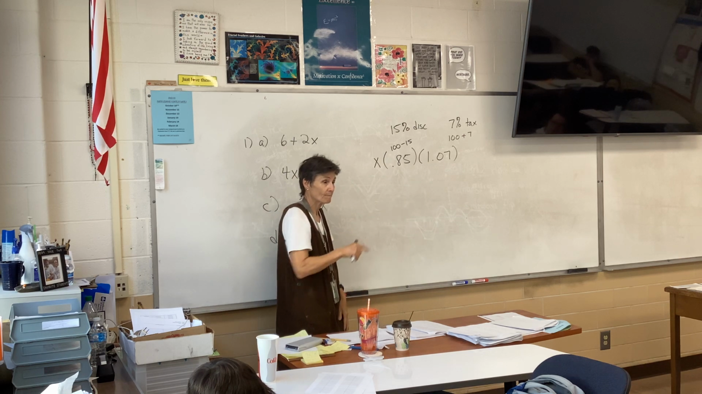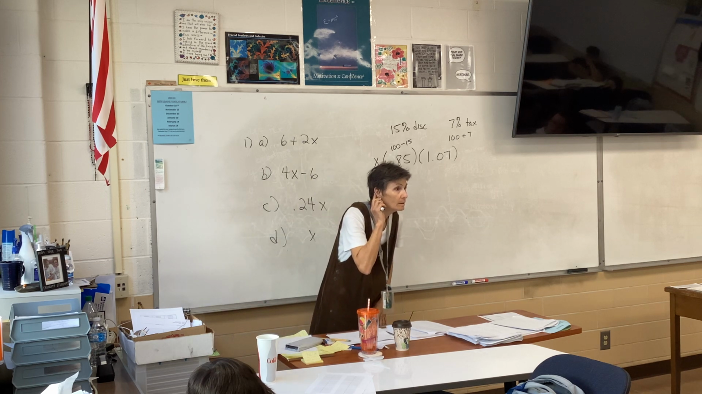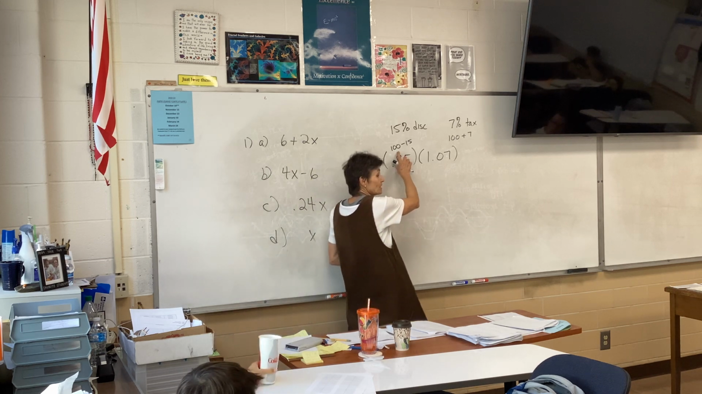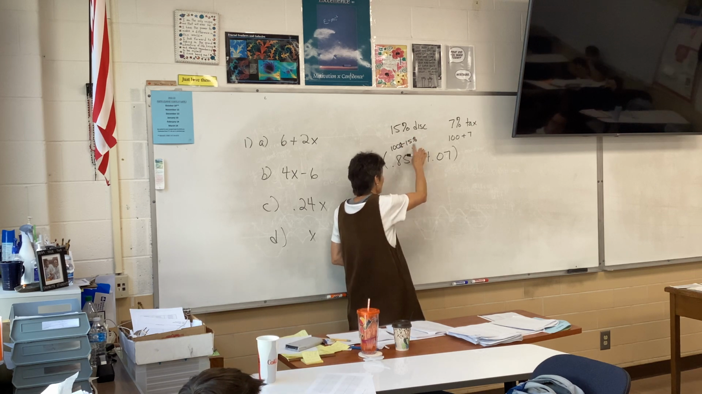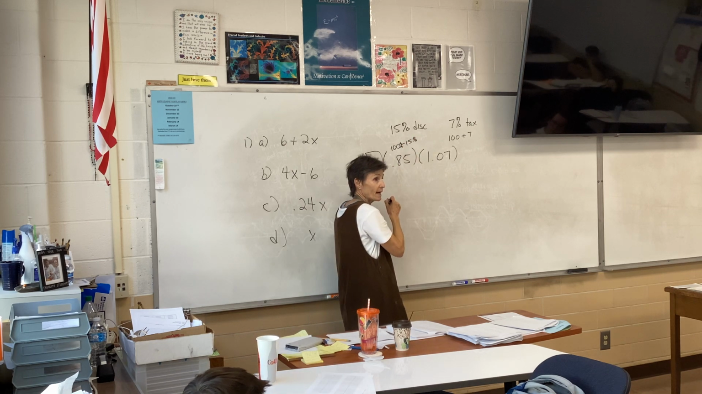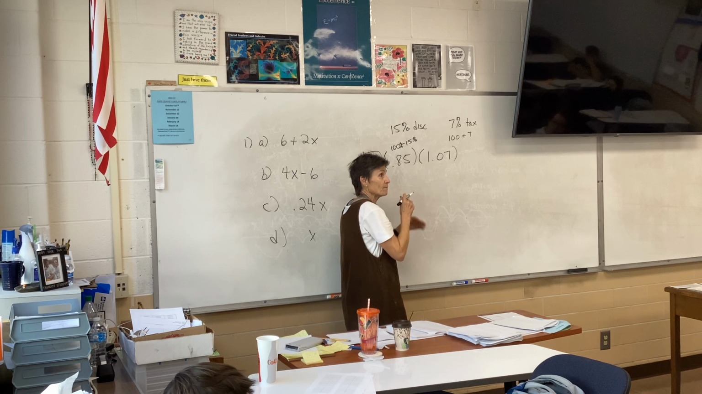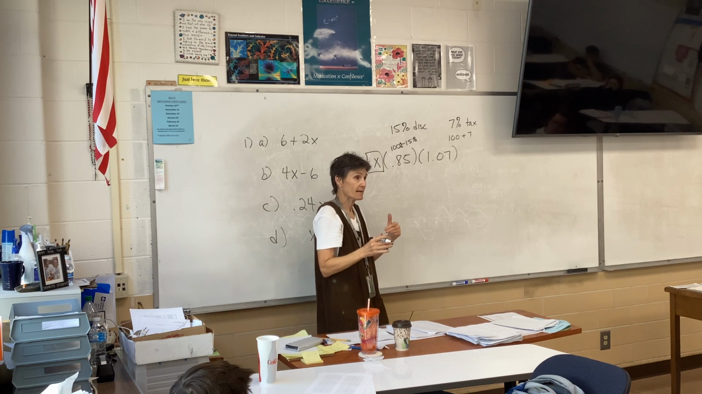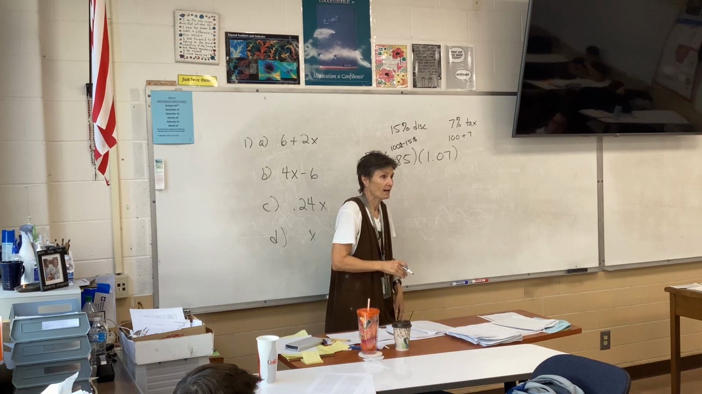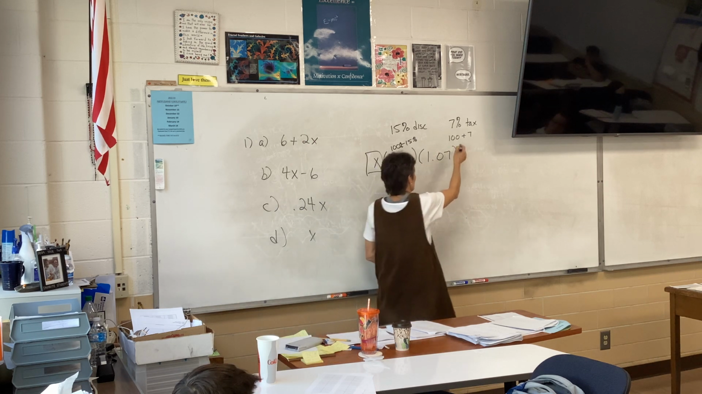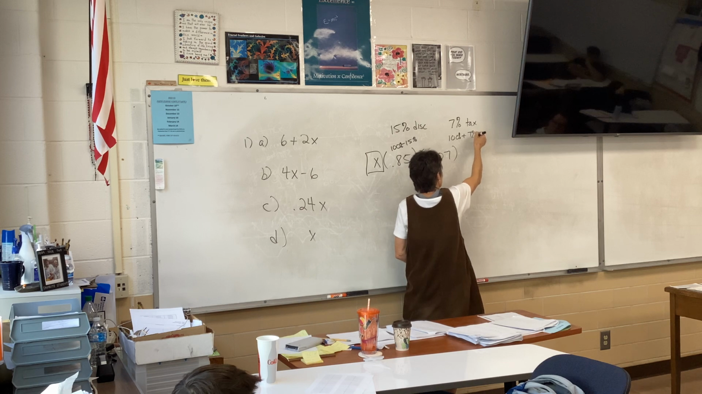What happens if it costs more than $100? What if it costs more than $100? No. These are percentages. This is 100% minus 15%. That will never change. This is the cost of the item. So if there's a 15% discount, no matter how much it costs, you're going to multiply by 0.85. And this is 100% plus 7%.